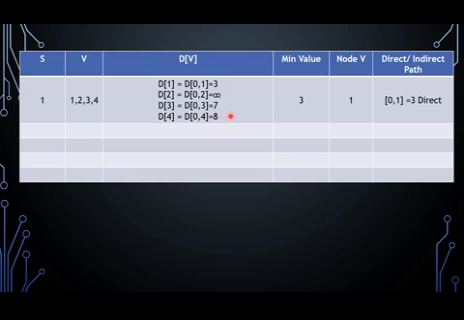Out of the labels, whichever is the minimum value, see in the algorithm I had written q dot remove min. So I am removing that minimum value. Out of all these values, which is minimum? 3. So the minimum value is 3. Which is the node leading to that value? D of 1 is 3. So node is 1. So 0 to 1 distance is 3 and it is a direct path.